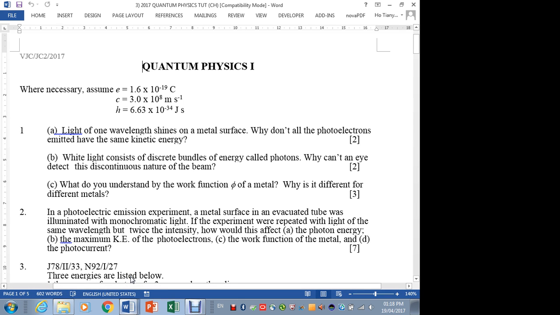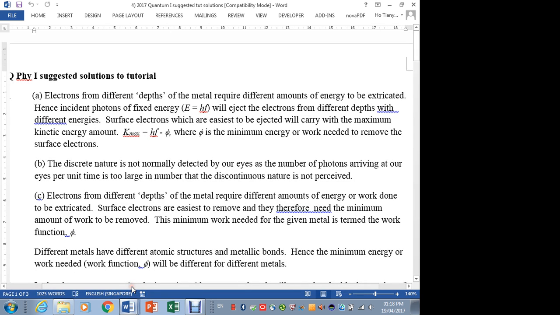they ask you, why can't the eye detect this continuous nature of the beam? It's actually for your own sanity, right? If you could detect this continuous beam, it means what? I mean, you look at this light now, there's about 10 to the power 19 photons. That's a lot. If you could detect this continuous nature of it, it means your brain is processing 10 to the power 19 things per second. That's quite insane, if you ask me.